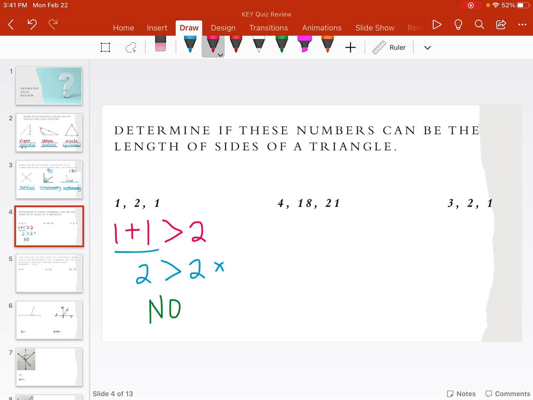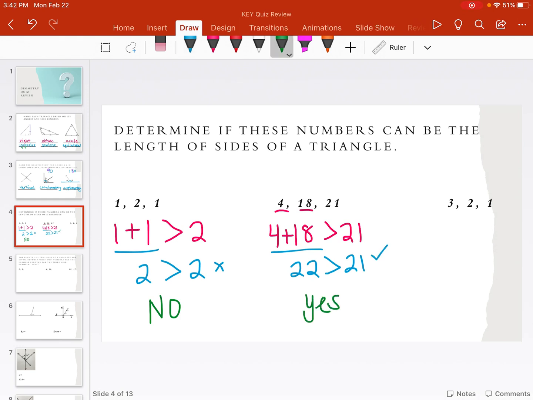Okay, for the next one, my two shorter sides. So 4 plus 18 has to be bigger than the third one, so bigger than 21. 18 plus 4 is 22. 22 is greater than 21. Yes, it is. So yes, this does make a triangle. And our last one, add them together. So our two shorter, 2 plus 1 has to be greater than the last one, so greater than 3. 2 plus 1 is 3. 3 is greater than 3. No, it's equal to, so that does not count. So no, that is not a triangle. It has to be greater than, it cannot be equal to.